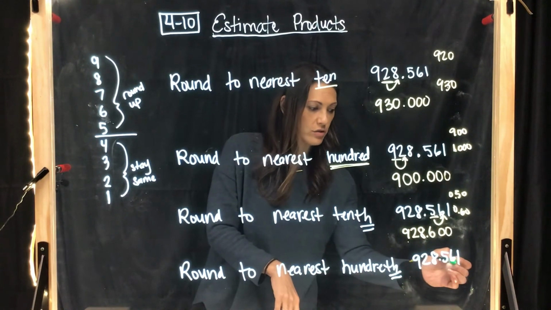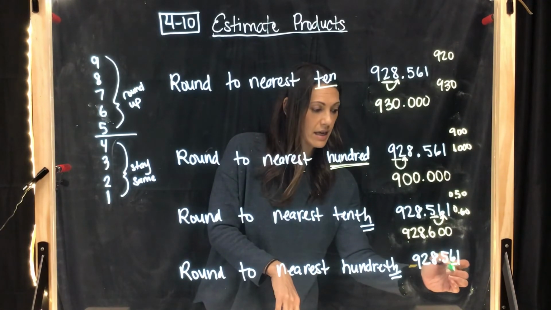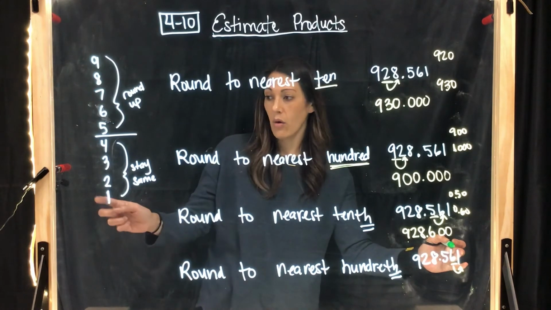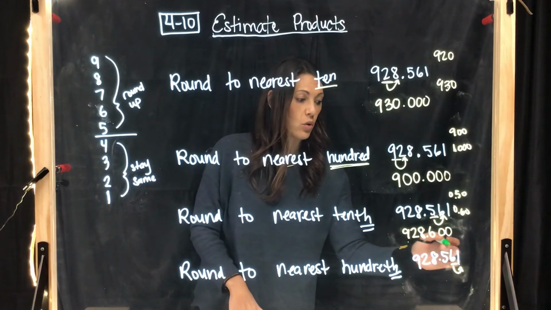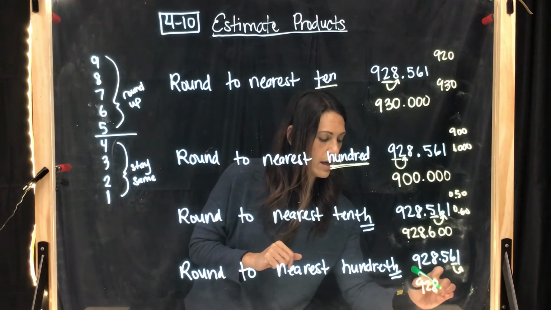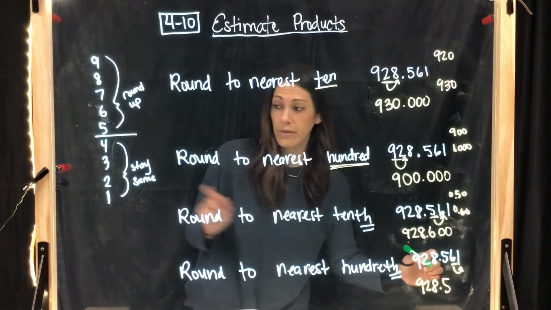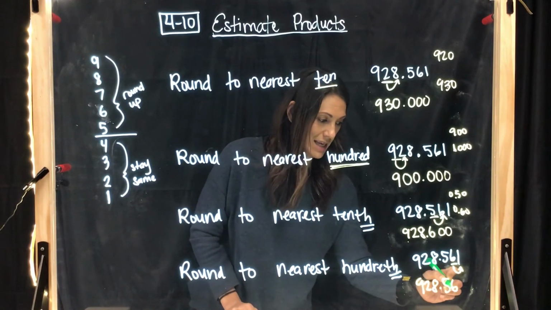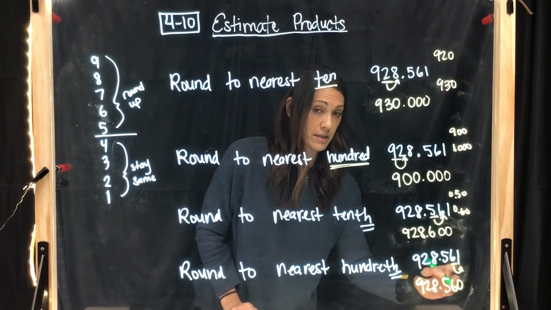This one is the hundredths place. I'm going to underline the hundredths place, which happens to be a 6. And the 1 is in charge. The 1 is the boss. So 1 tells 6, you stay the same. So these numbers don't change. I now look at my underlined number. The boss, 1, is telling it to stay the same, so 6 will stay the same. Everything after that becomes a 0.